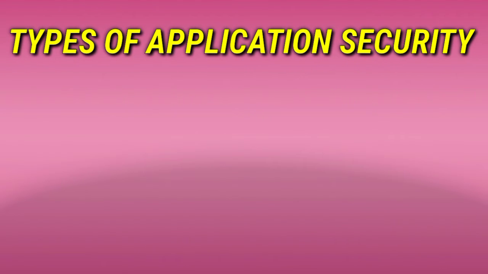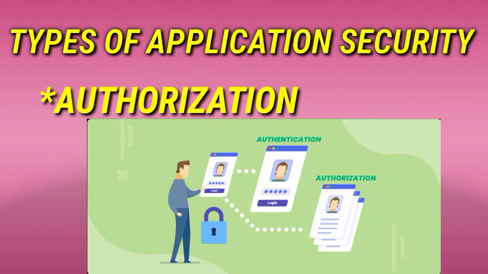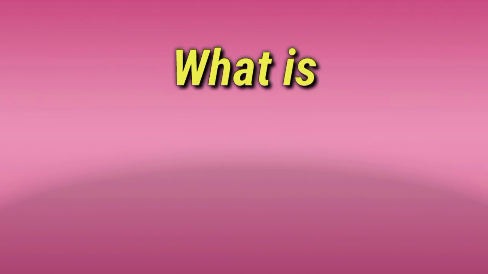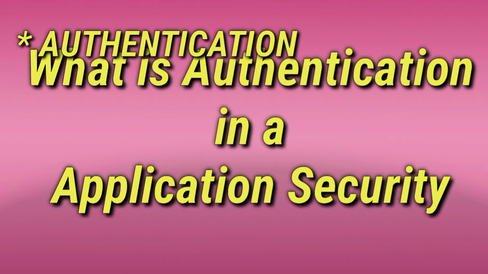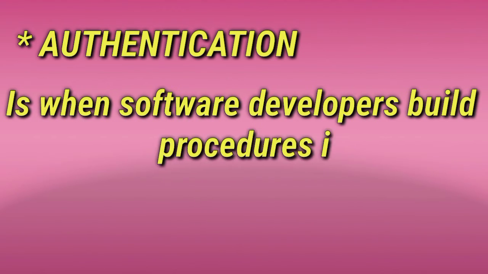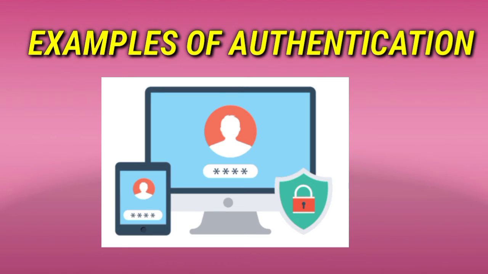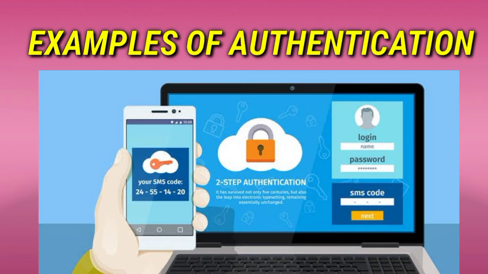Alright, so our types of application security features include authentication, authorization, encryption, logging, and application security testing. So, what is authentication in data security? Authentication in application security is when software developers build procedures into an application to ensure that only authorized users gain access to it. An example of authentication is a server authenticating users using its own password system, login ID, or usernames and password.